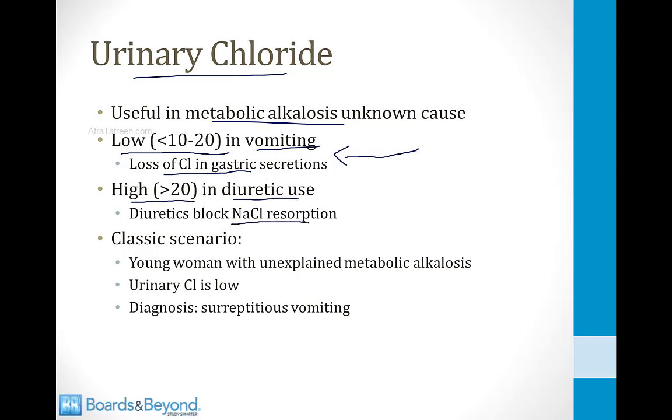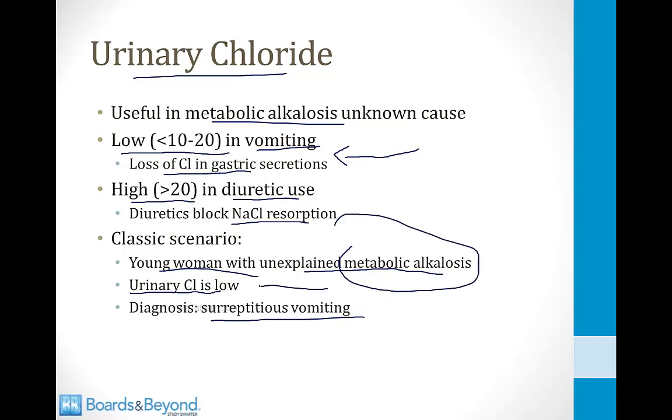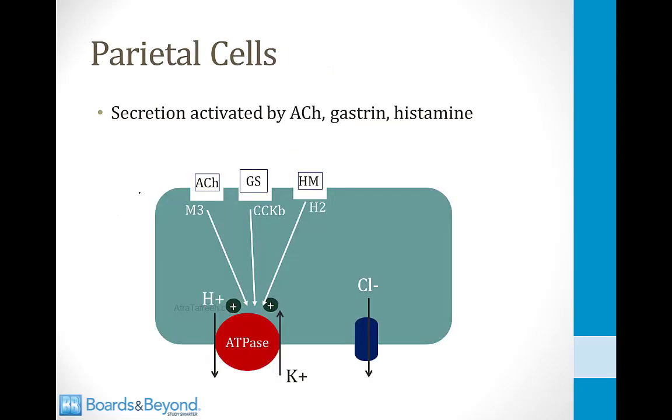Diuretics block sodium chloride resorption, so there will be a high urinary chloride. And a classic board scenario that you should be aware of is a young woman with an unexplained metabolic alkalosis. She has a low urinary chloride, and the diagnosis is surreptitious vomiting from an eating disorder. You can diagnose the surreptitious vomiting by the fact that there's a metabolic alkalosis in the setting of a low urinary chloride.